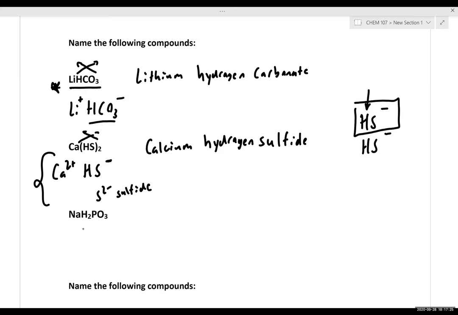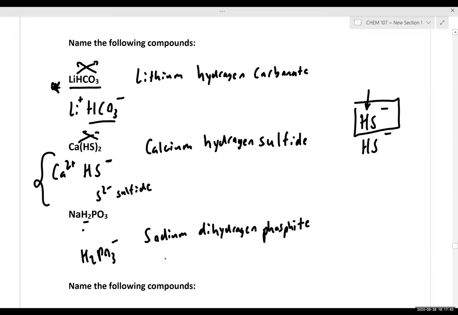We will in this next example, however. As we write the name of our cation, which is sodium, we have two hydrogens, so in this case we do dihydrogen. And then our base polyatomic ion is phosphite. So this would be sodium dihydrogen phosphite, because our polyatomic ion has two hydrogens. Does this make sense?